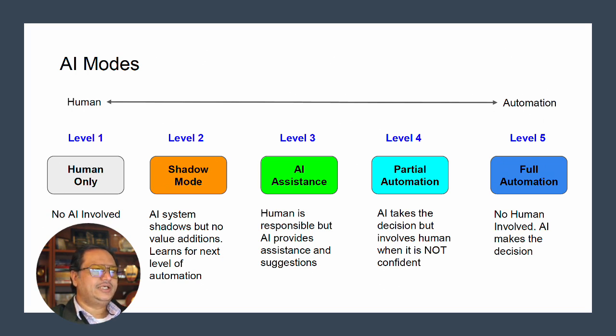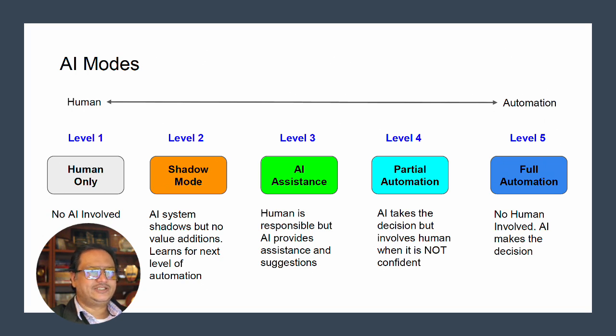Level two is where the AI system starts following along in a shadow mode, but is not providing any value addition. It is just in a learning mode for the automation. Level three is when AI assistants start taking on some simple jobs such as data gathering, data organization or data interpretation, and maybe some suggestions to the human, and the human is taking on the decision.